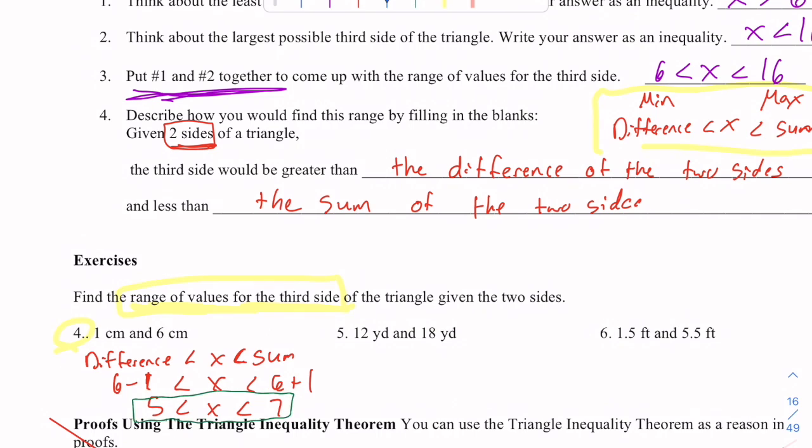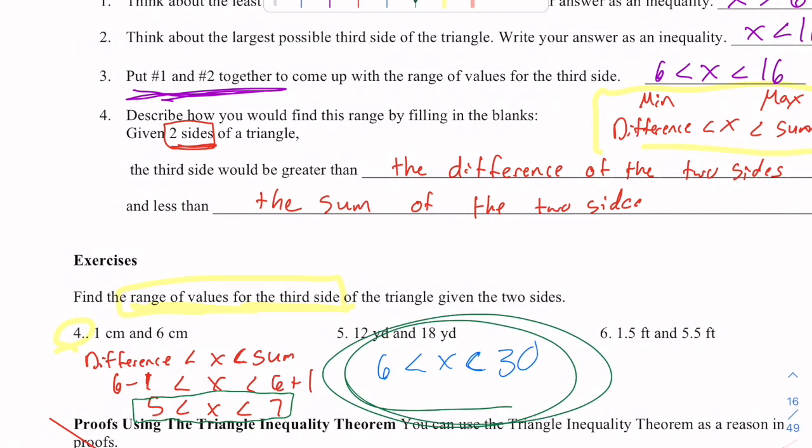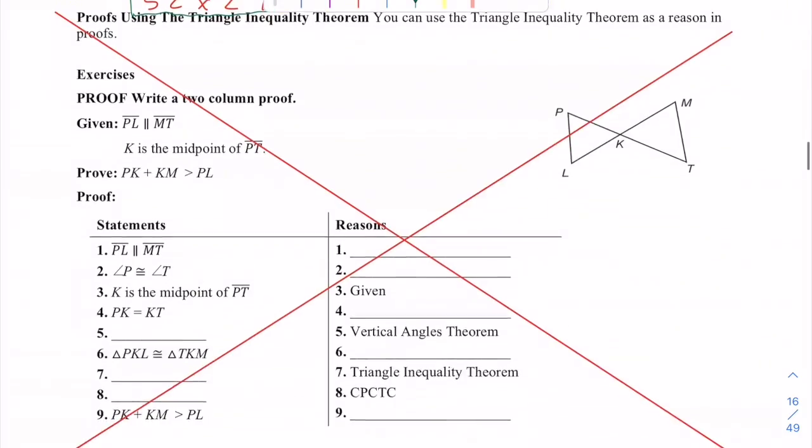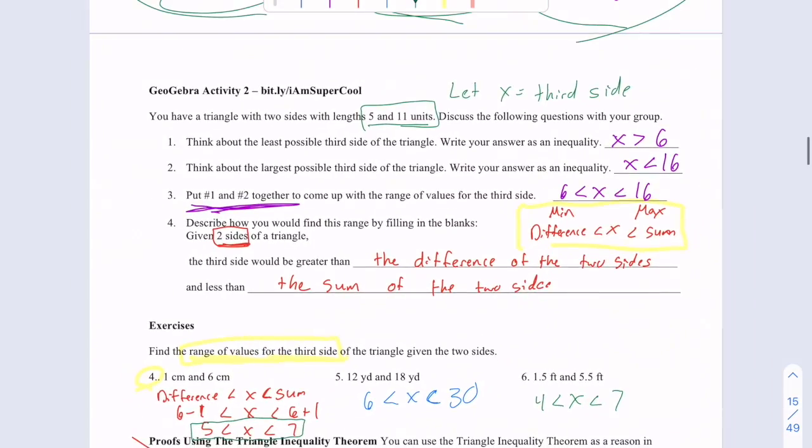For this one, the difference, 18 minus 12, is 6, and it has to be less than 30. This will guarantee that the third side will work out. That is the range. And then lastly, you can do this on your own if you want. You can hit pause and do your thing. You simply subtract them. 5.5 minus 1.5 is 4, less than x, less than 7. That's it. This proof you don't have to do. They're pretty quick relationships.